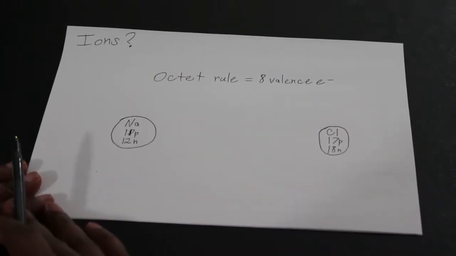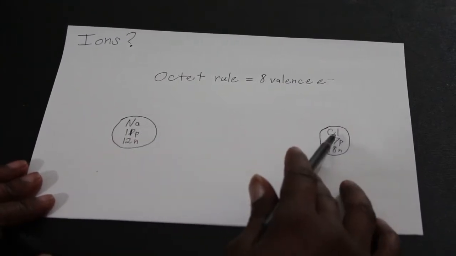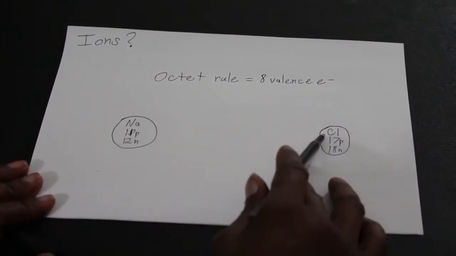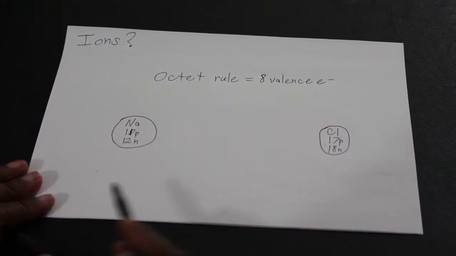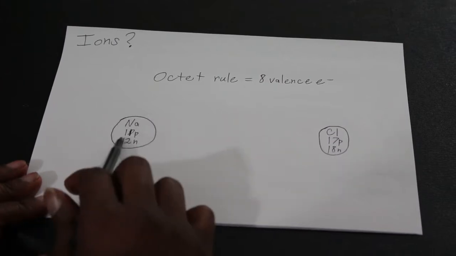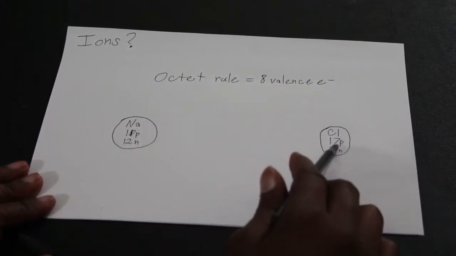Now, the ions that we're going to work with today are sodium and chlorine. Now, sodium and chlorine come together to form an ionic bond. How do we know they form an ionic bond? Because it's a bond between a metal and a non-metal. Sodium is a metal and chlorine is a non-metal.